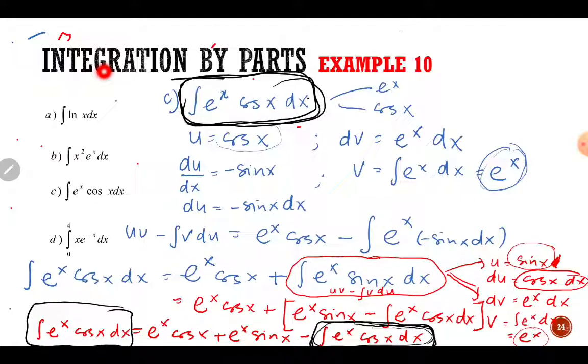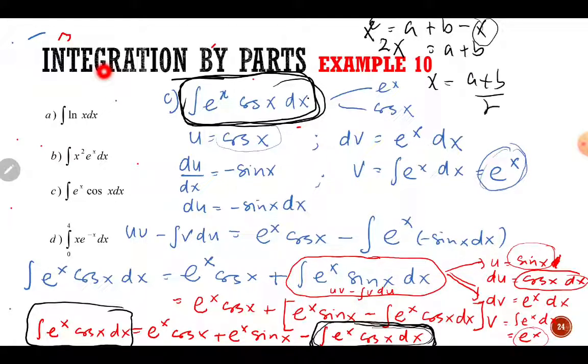Ibarat kata macam kita ada x sama dengan a plus b minus x. So can we find x if the concept is like this? Yes, you may bring x to your left hand side. So you can have 2x sama dengan a tambah b. So x kita sama dengan a tambah b per 2. Nampak tak? It's very simple. They're playing a trick here with all of you.